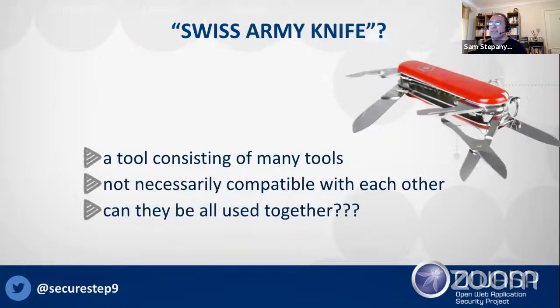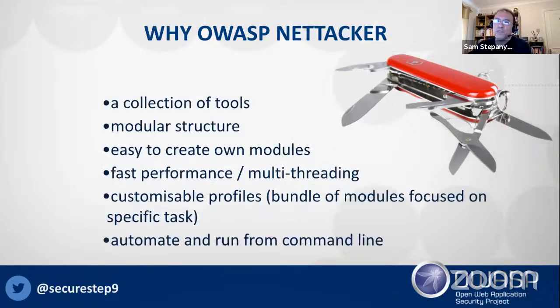So what is OWASP Nettacker? You can think of it as a Swiss Army knife. Just like a Swiss Army knife, it's a tool consisting of many tools. And these tools are not necessarily compatible with each other, but they can all be used together. So OWASP Nettacker is a collection of tools. It has a modular structure. You can create your own modules. It's open source software. It has quite fast performance. It's using Python multi-threading to run all the modules. It's cool because it has customizable profiles, which are bundles of modules focused on a specific task. So basically, just like a Swiss Army knife, imagine you can group some of the blades which are aimed at specific tasks, and you can pull them all out at the same time. And of course, the great advantage of Nettacker is automation, that you can automate it and run it from the command line.